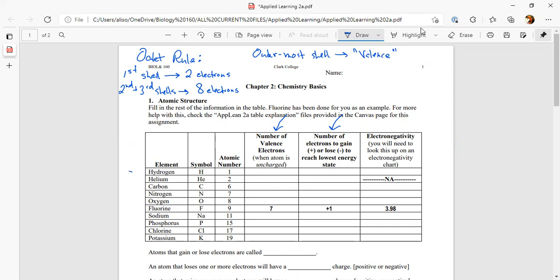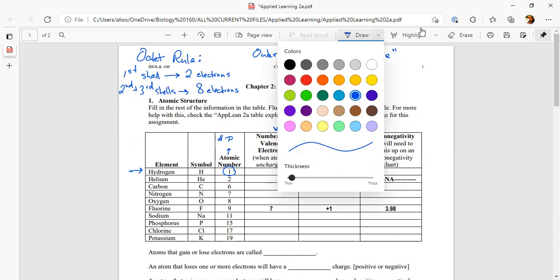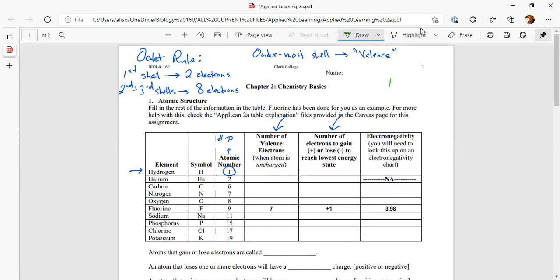So let's take a look at the first one here. We're given the example of hydrogen, and the first thing we need to look at is the atomic number. Hydrogen has an atomic number of 1, and what the atomic number tells us is the number of protons found in the nucleus. So if hydrogen has an atomic number of 1, that means it has 1 proton in its nucleus. Now, for hydrogen to be uncharged, that proton has a positive charge associated with it, so a hydrogen atom is going to be orbited by a single electron. And we're going to put that right here.